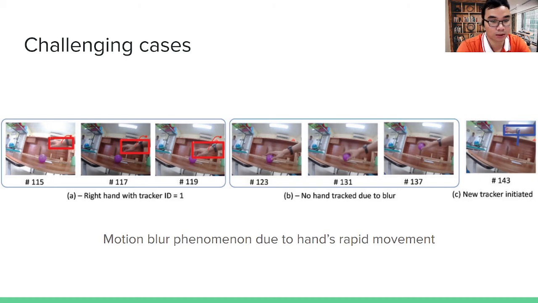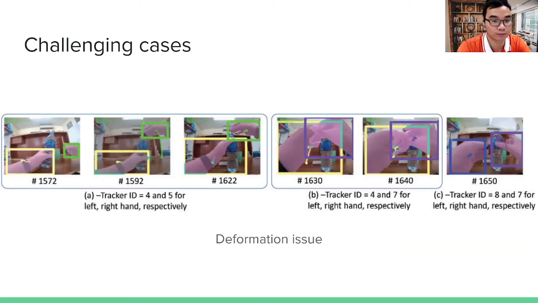Next, when the hands move rapidly so that the camera cannot catch them, this makes the motion blur phenomenon occur. As a result, the detector fails to predict the existence of the hand. Like in this, a new tracker is initialized for this hand because it is blurred in the frame. And when the shape of the hand changes heavily, the deep appearance descriptor doesn't work well. It could not recognize that the different shapes belong to the same ID. Consequently, a new ID is initialized as a new tracker.